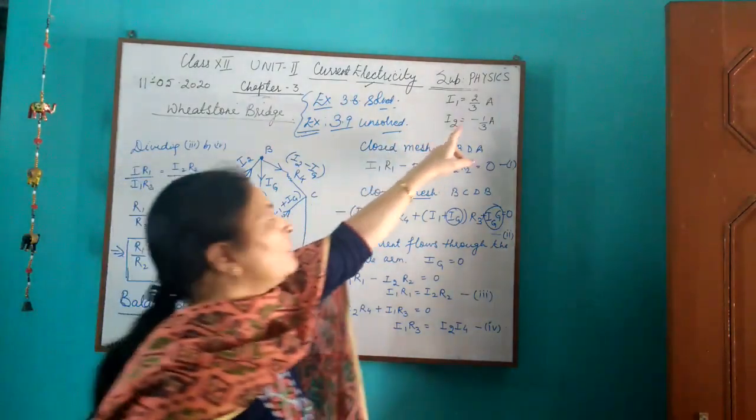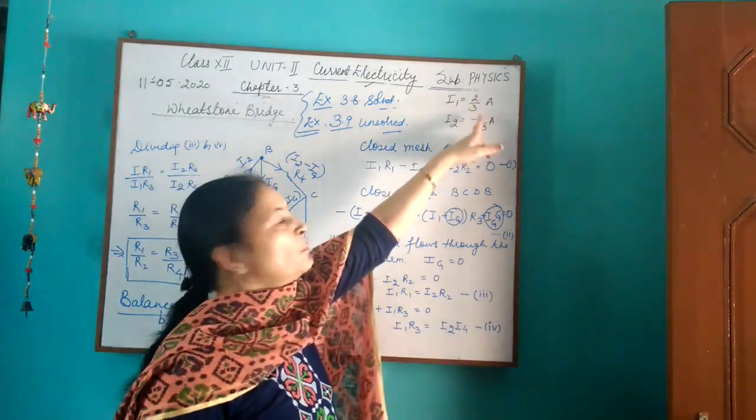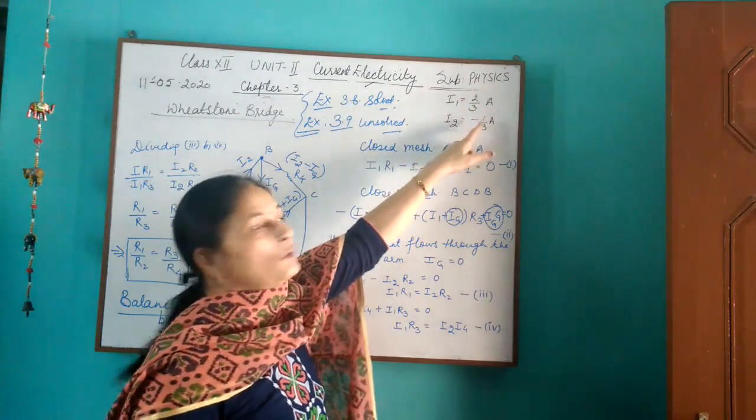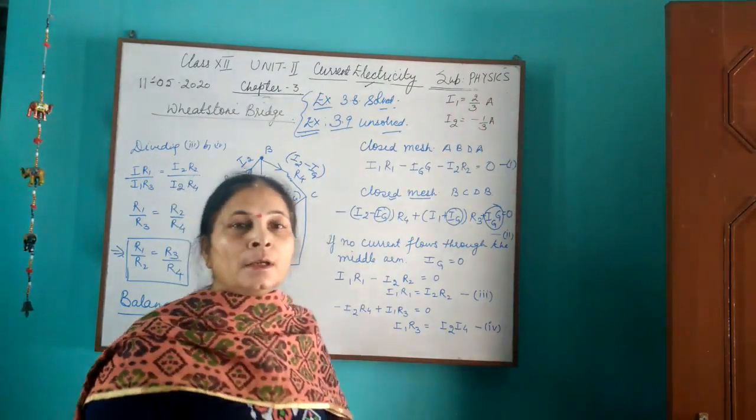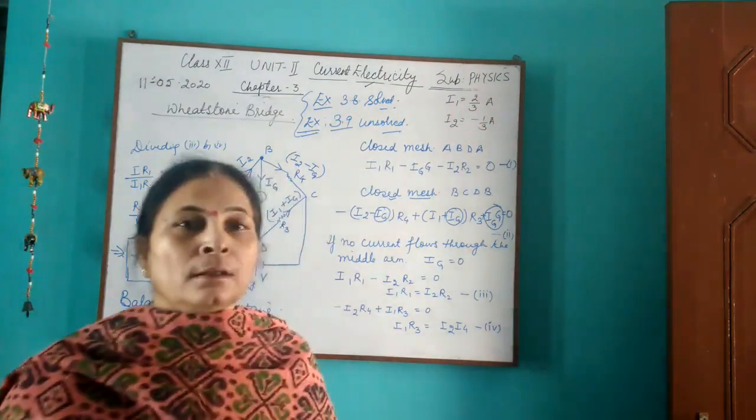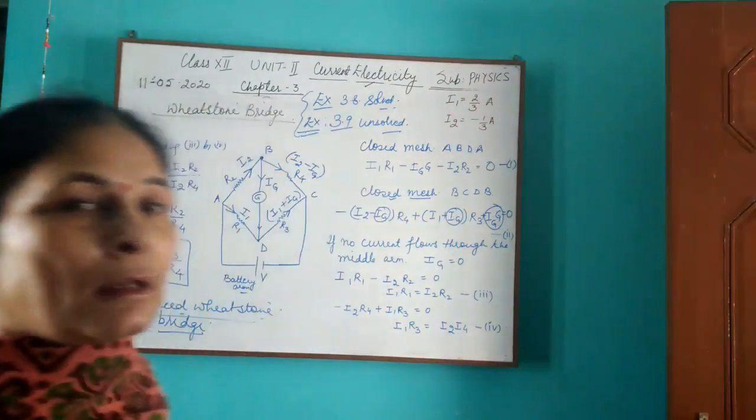Yesterday's question which I gave you, the answer is I1 is equal to 2 by 3 ampere. I2 is equal to minus 1 by 3 ampere. And if you are not able to solve it, you can ask, you can send the message. We'll do it in the class itself tomorrow.